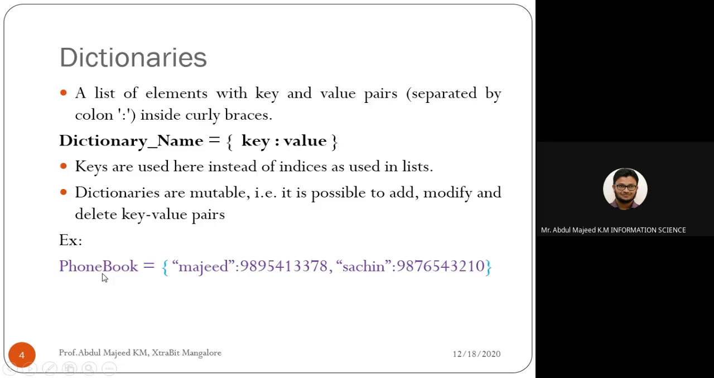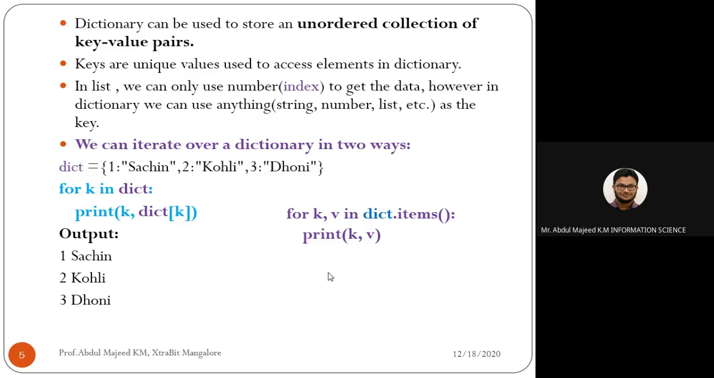Okay, you can see one example, phone book. Here I am creating one dictionary called phone book. Okay, so the first element, Majid, is a key, and 98954133778 is a value. Sachin is a key, and this phone number is a value. So it is nothing but a key value pair. If there is more than one, they can be separated by using a comma. Fine. So like this, you can create any number of dictionaries.